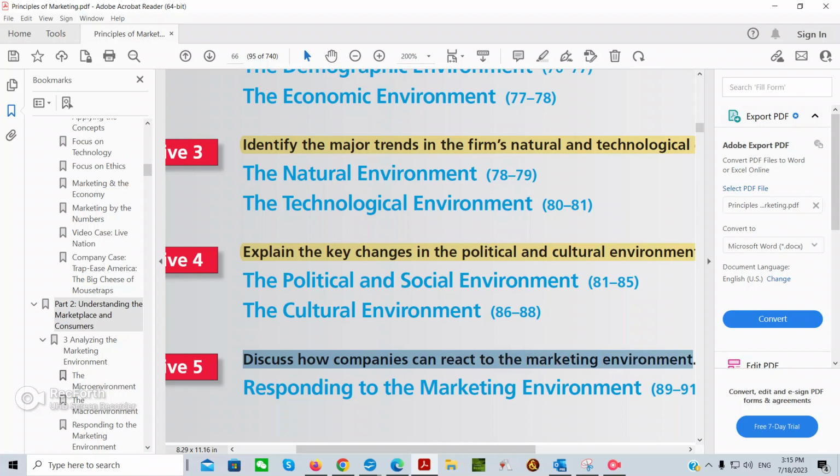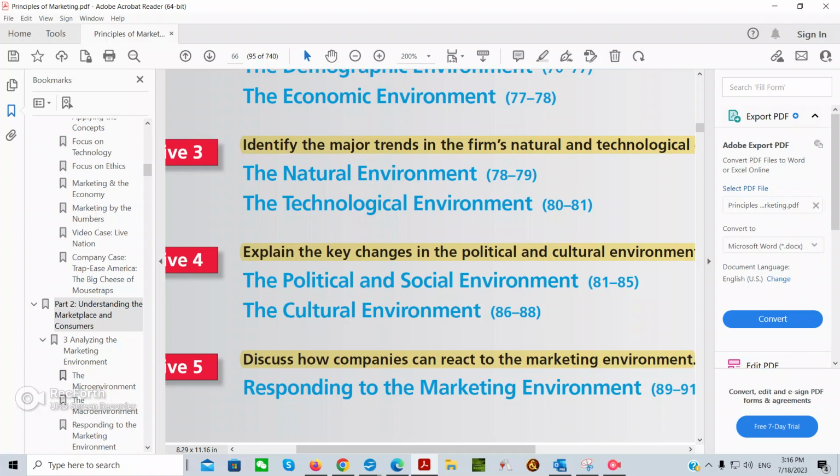And the last objective for the chapter is we want to discuss how companies can react to the marketing environment. Okay, just like this. We want to look at the trends, we want to look at the changes, then we want to look at our adaptation or changes we need to make or how we should react.